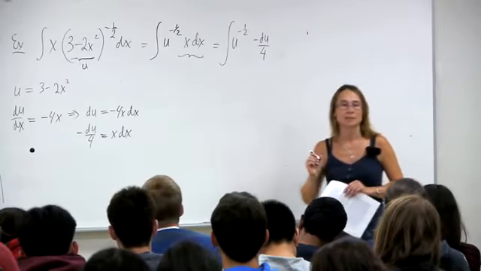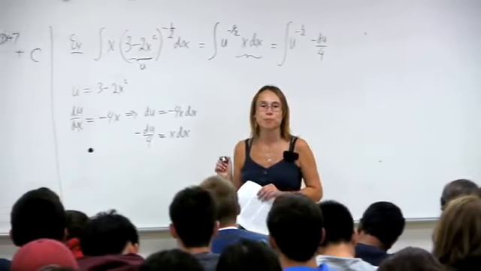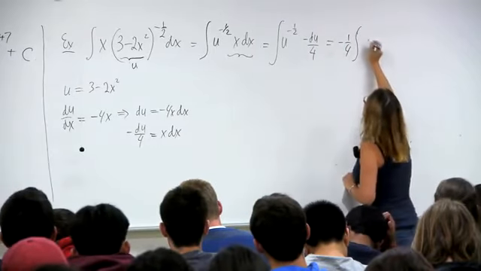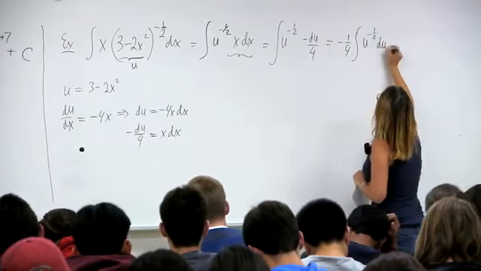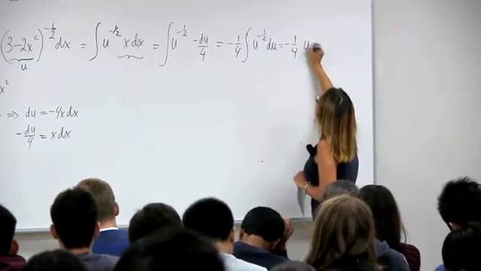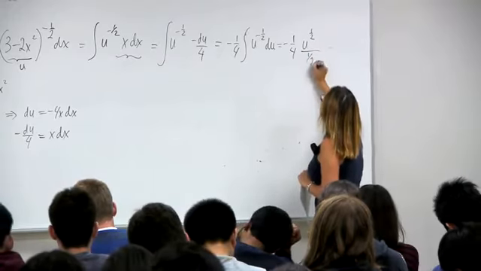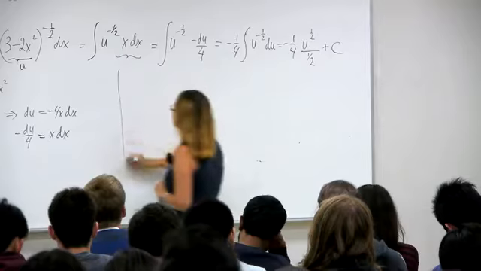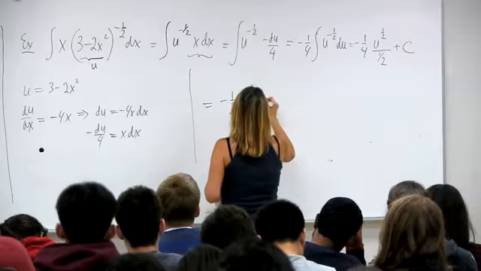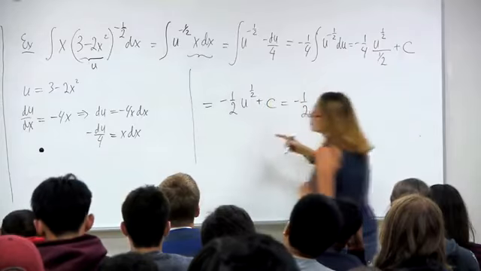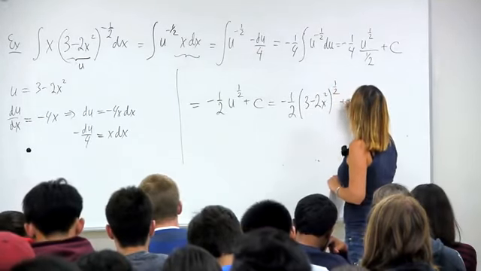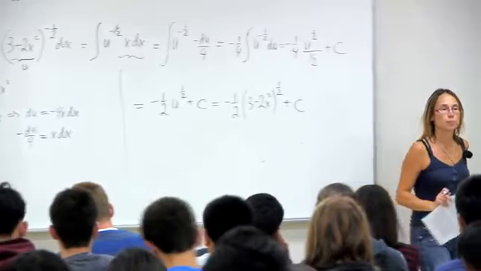Questions? Okay, so after getting rid of the constant, I can see that this is easy. I have u to the 1/2 over 1/2. And as the final step, I recall what is u and complete the solution.